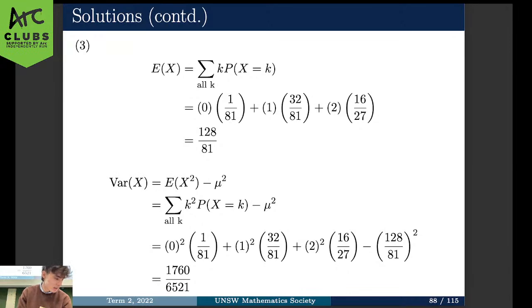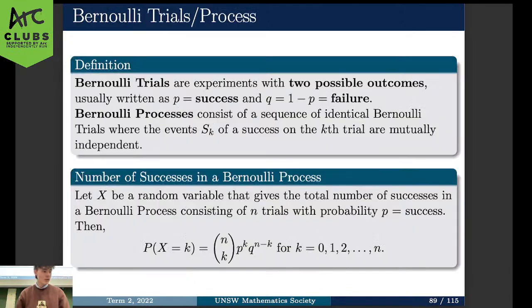1,760 over 6,521. So let's move on to Bernoulli trials and processes, which are leading up to the binomial distribution. A Bernoulli trial is an experiment with 2 possible outcomes, success or failure, with the probability of success being p, and the probability of failure being 1 minus p.